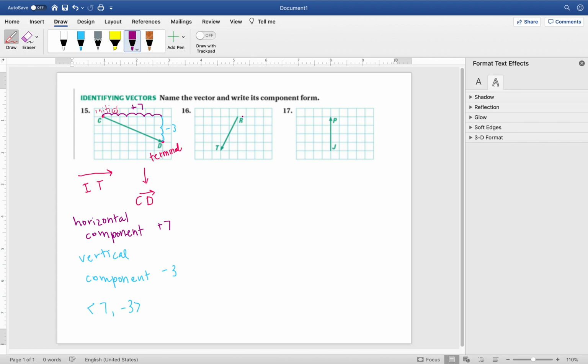The next example, again, initial side, terminal side. So if I name this, it's going to be RT. And now I'm going to do my horizontal component. So starting from my initial, I'm going 1, 2, and since I'm moving to the left, it's going to be negative 2. And then my vertical component, I'm going to go 1, 2, 3, 4. And since I went down, it's negative 4.